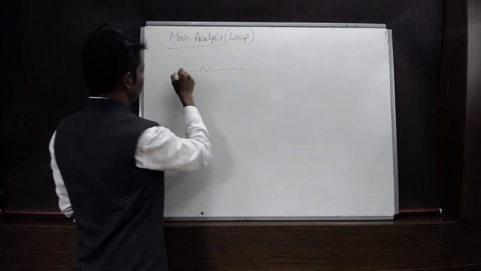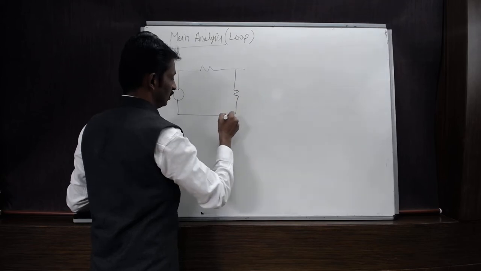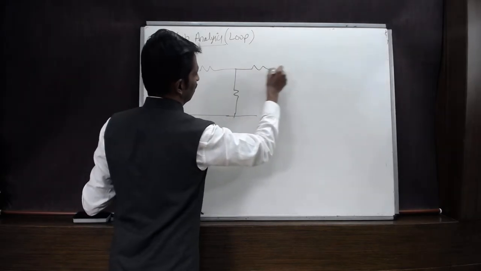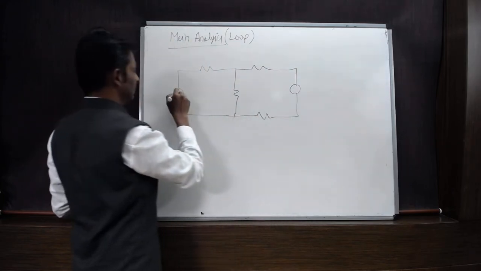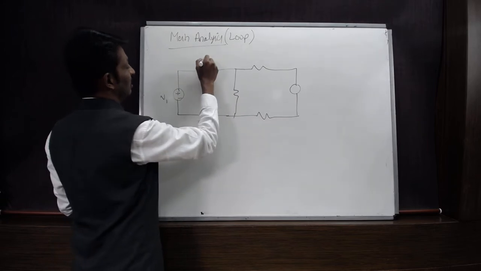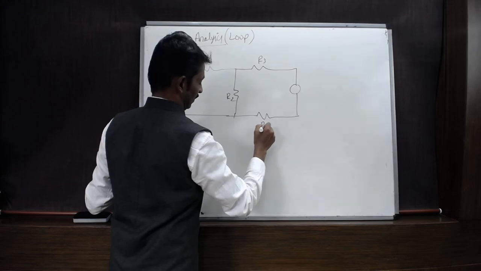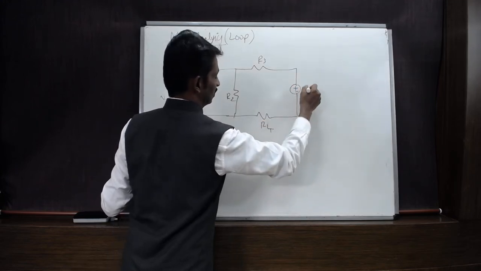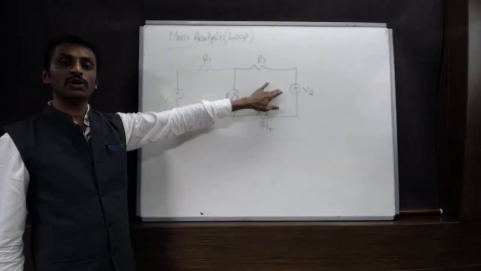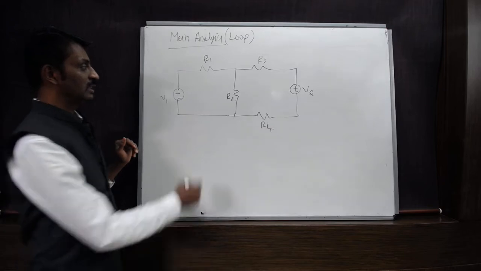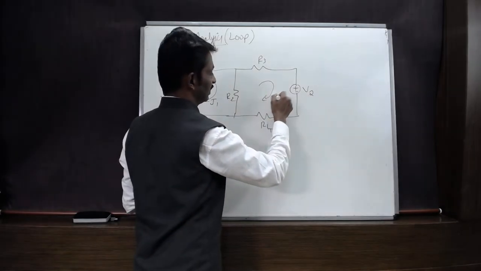I'll consider a simple circuit which consists of one voltage source with two loops, and in mesh 2, let us consider another voltage source. Let us name this one as voltage source V1 and the resistances as R1, R2, R3, R4, and this voltage source as V2. So here we have two meshes. In mesh analysis, we are going to find the mesh currents. Let us call the current in this mesh I1, and the current in this mesh I2.